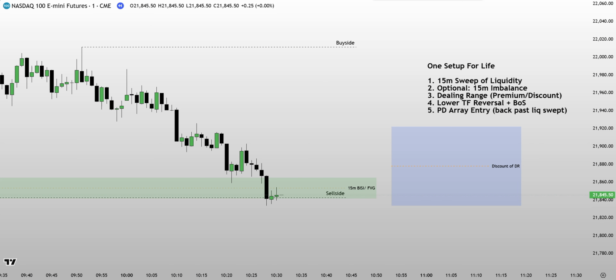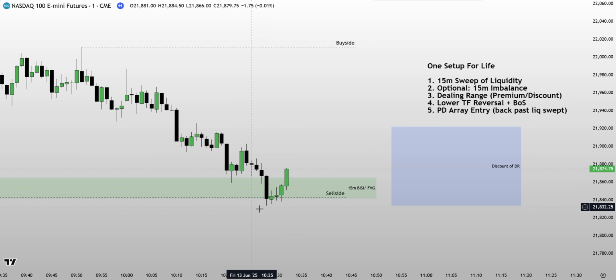So now I've given you the requirements of the setup and where exactly I want to find the entry and why, and what to target and why you should target it, given this liquidity. And so what do we see here now? Steps 1, 2, 3 are met.